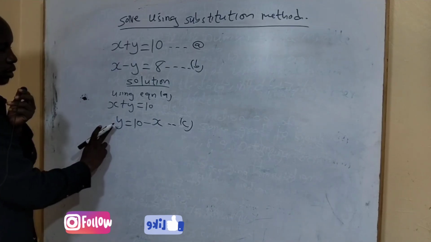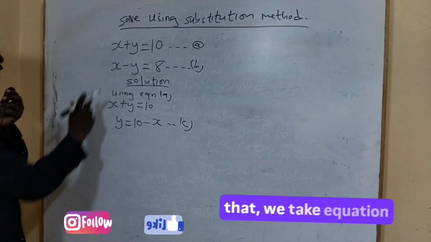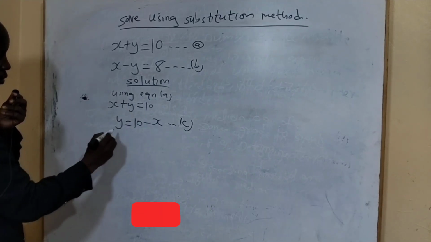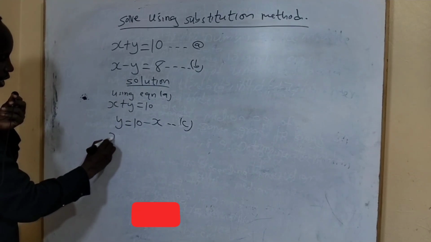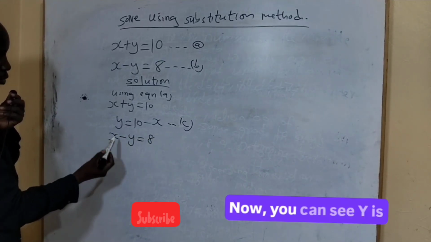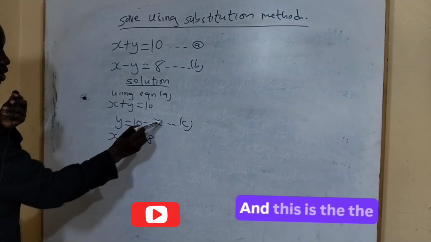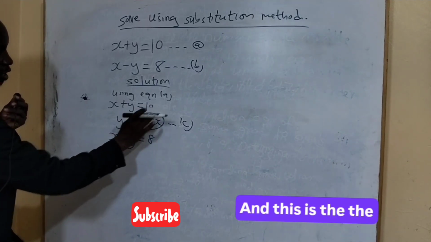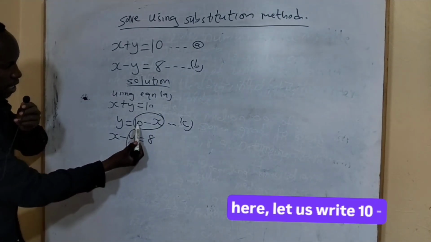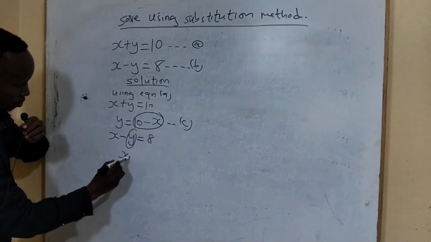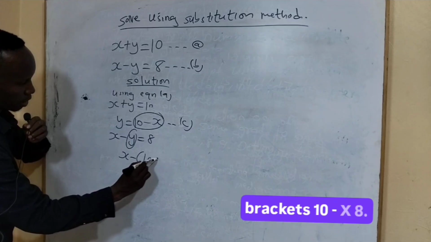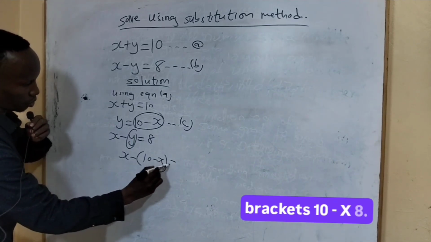Alright, so after we have done that, we take equation 2, substitute this one in equation 2. Write equation 2 here, x minus y is equals to 8. Now you can see y is here, and this is the value of y. Instead of writing y here, let us write 10 minus x. Minus, instead of writing y, let us write in brackets 10 minus x is equals to 8.